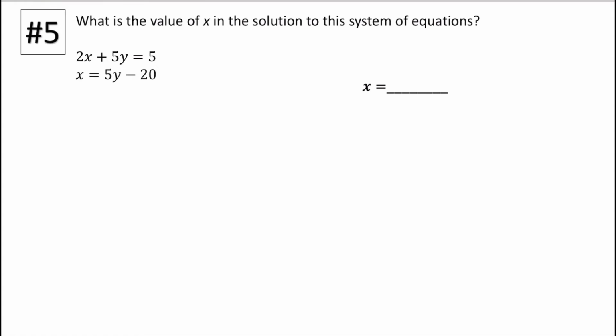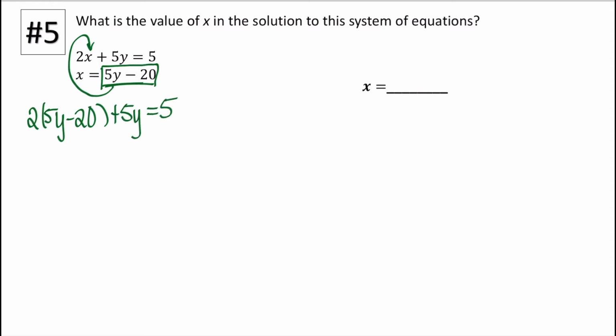So in question 5, it wants us to find the value of x in the solution to this system of equations. So notice that here I have one of my equations already solved for a variable, so I'm going to take this 5y minus 20 and I'm going to use substitution and plug it in for x. So that will give me 2 times 5y minus 20 plus 5y equals 5. So I can start off by distributing this 2, which gives me 10y minus 40 plus 5y equals 5.